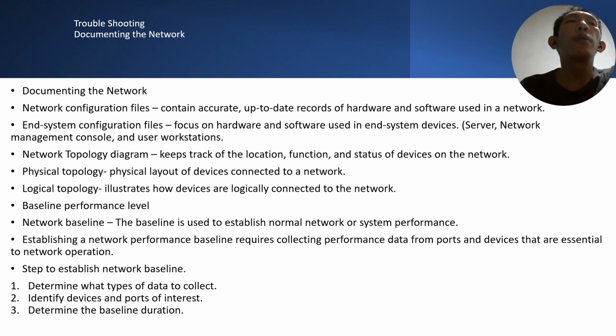Baseline performance level. Network baseline: the baseline is used to establish normal network or system performance. Establishing a network performance baseline requires collecting performance data from ports and devices that are essential to network operation. Steps to establish a network baseline. First, determine what types of data to collect. Second, identify devices and ports of interest. Third, determine the baseline duration.